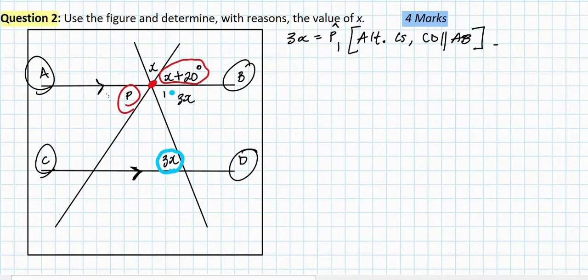All right? So after that, we can come to this conclusion that this angle x, the angle x plus 20, and the angle 3x are on the same straight line, which is this one, right? And we also see that these angles are next to each other, so they are adjacent.